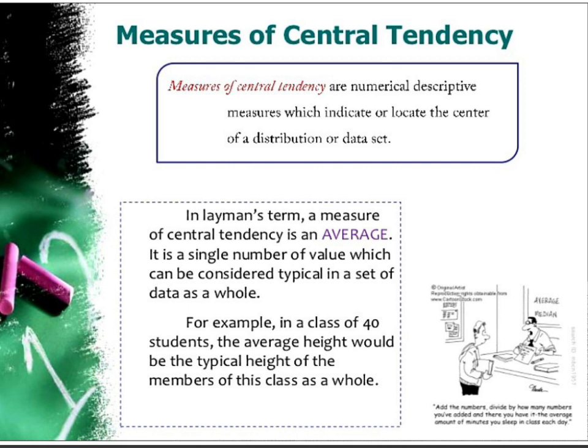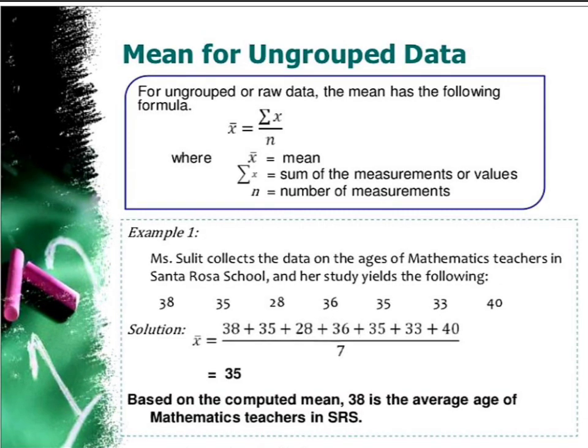So let's see the definition of central tendency. Measures of central tendency means a numerical descriptive measure which indicates or locates the center of a distribution of data set, and they are talking about any of the methods among mean, median, and mode. In layman's language, it is also known as an average. Now, this is a formula, that is sigma x upon number of measurements.